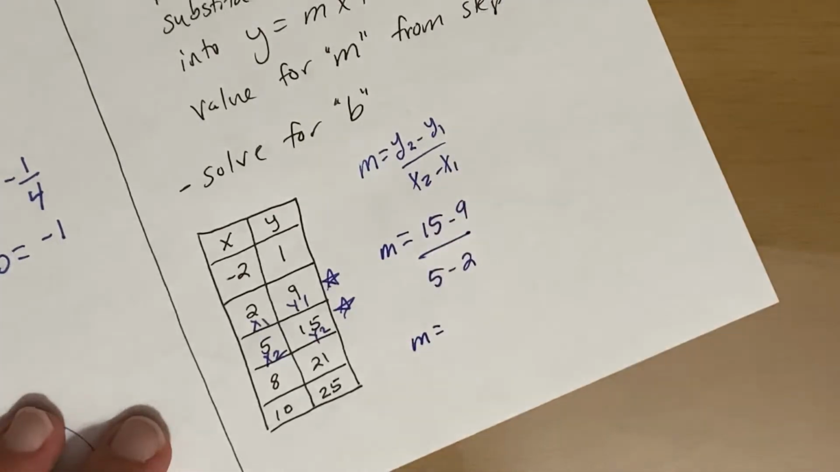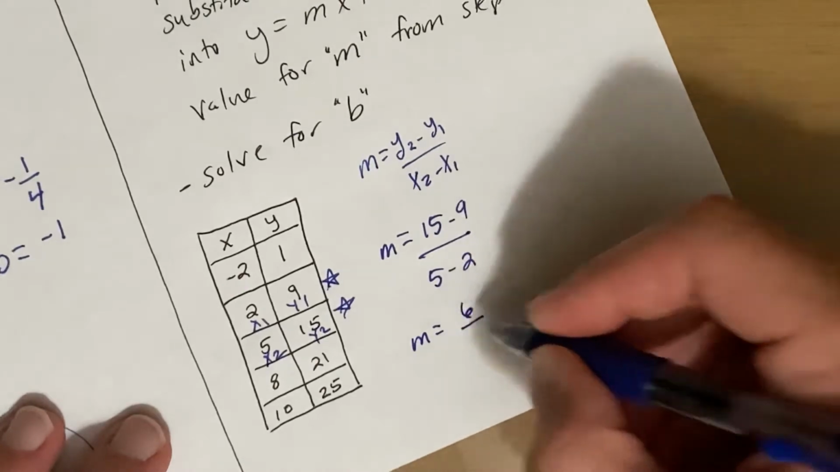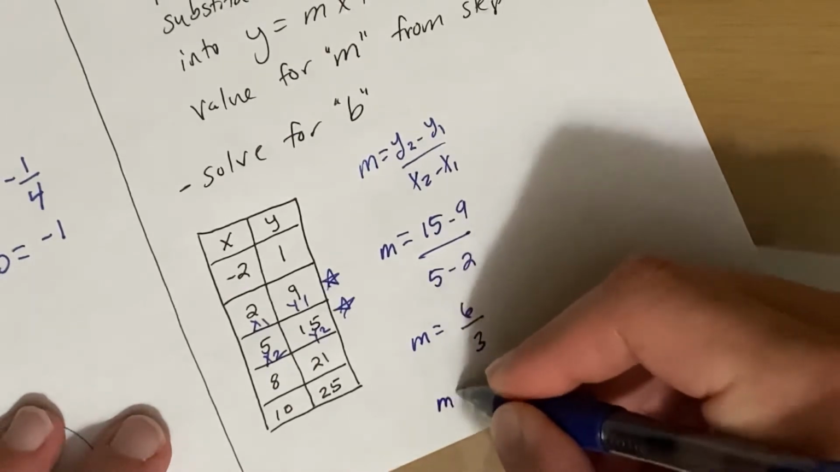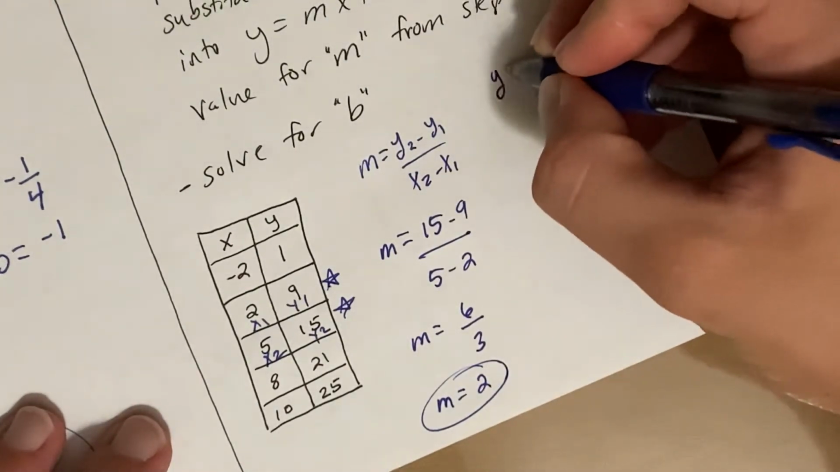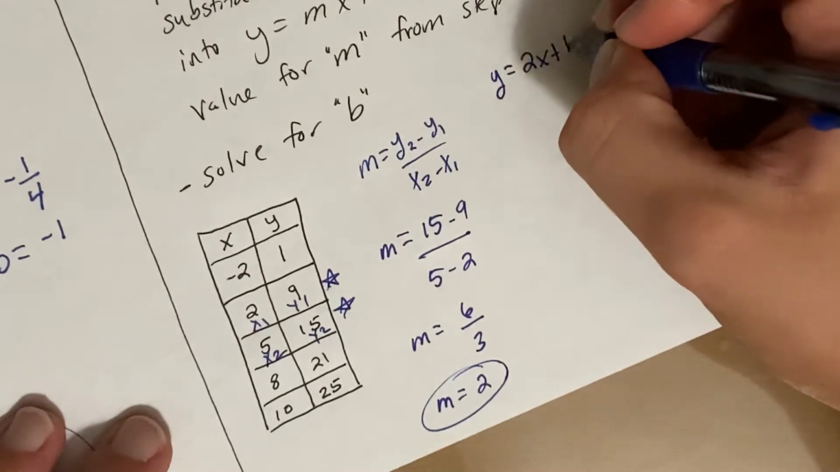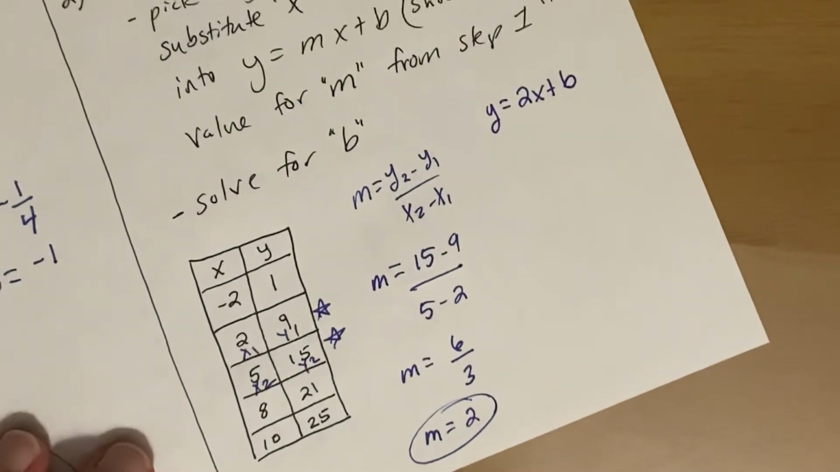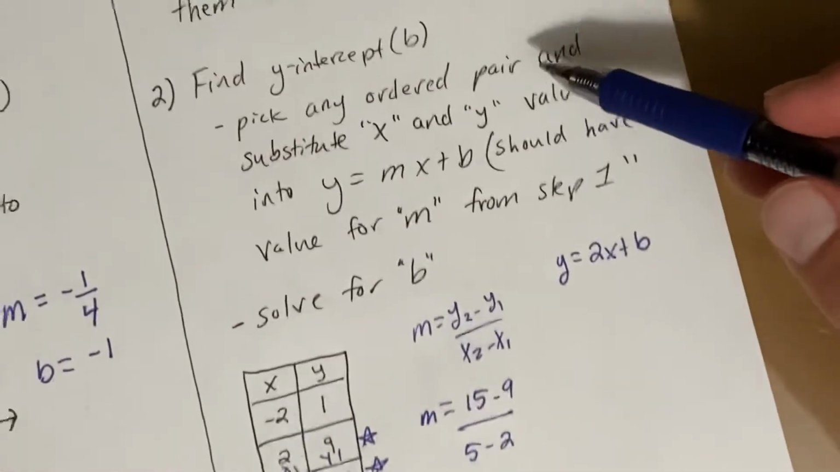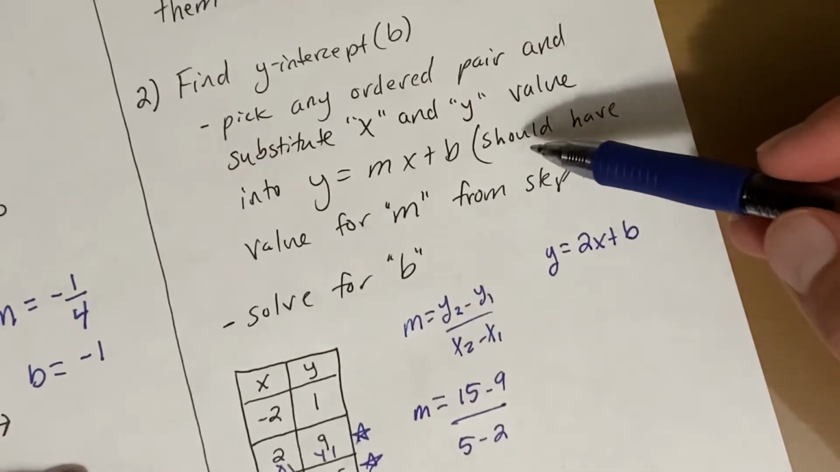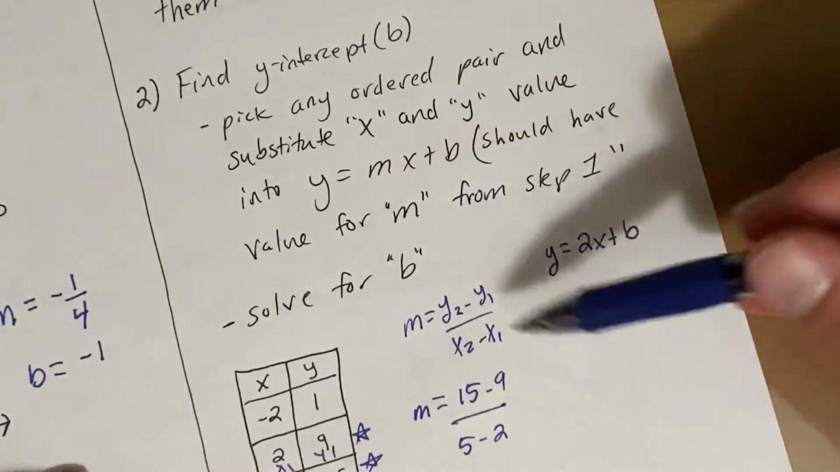Right, so now I just simplify. 15 minus 9 is 6, 5 minus 2 is 3. So I have my slope of 2. So now I take that, and my equation now says y equals 2x plus b. Okay, so now I have to find the y-intercept. So to do that, I have to pick any ordered pair that I want, and I substitute that in for x and y, and I solve for b.